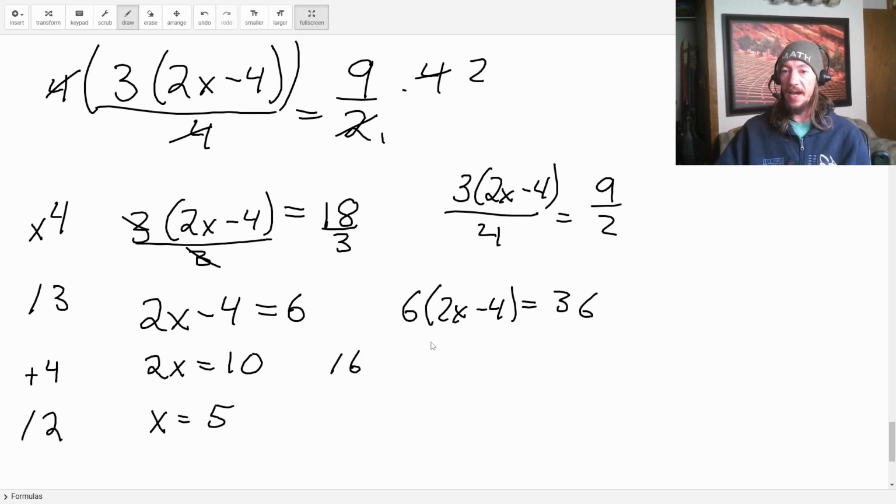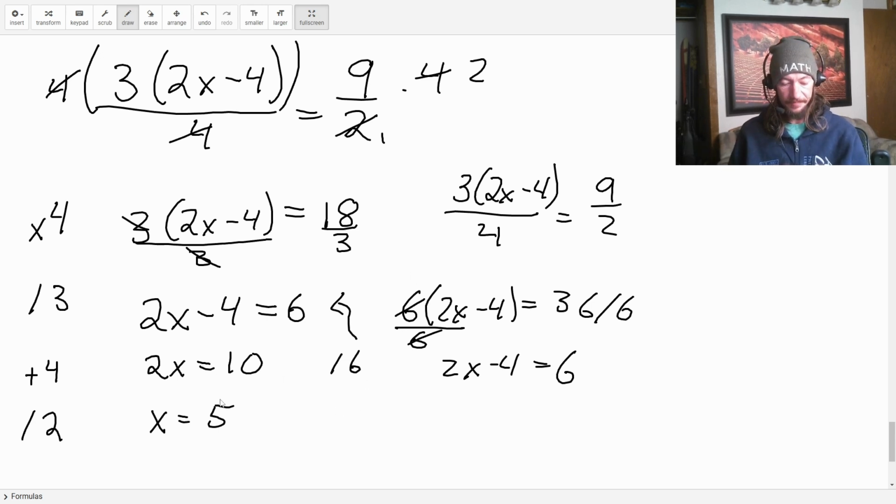Well, I'm going to divide by 6 both sides, getting rid of this 6 to give me 2x minus 4. And then 36 divided by 6 is just 6. And now we're at this exact same step. Last two steps are the same.